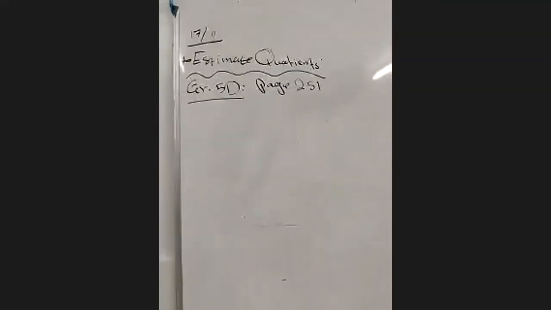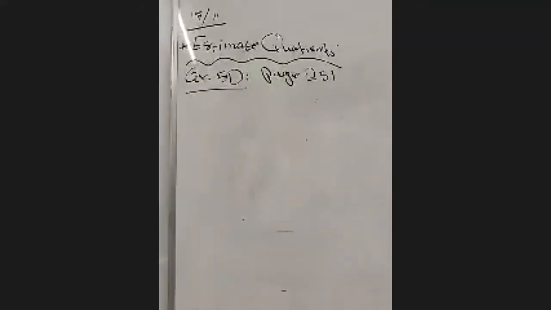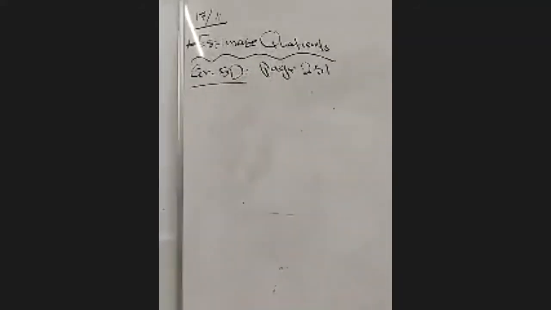Okay, guys, today we'll take lesson one in chapter four, inshallah. So prepare your book, page 251. Prepare your book, page 251, lesson one, quotients. We will continue in this chapter individually also, but we will divide on greater numbers. So we'll start with estimate quotients, page 251.